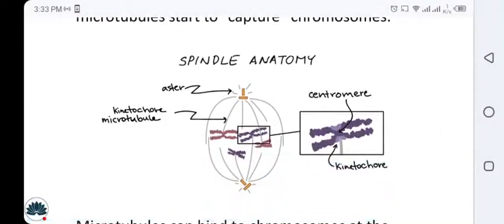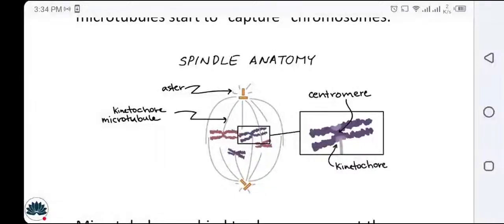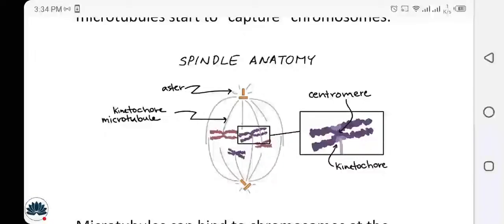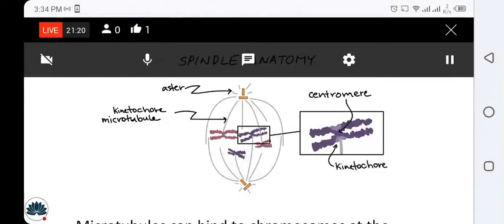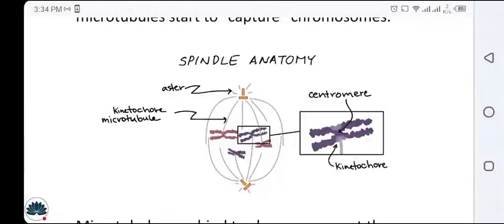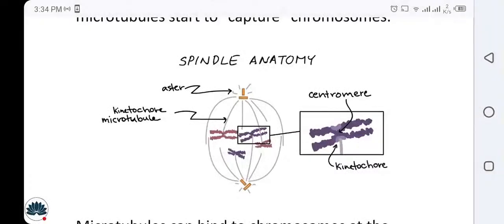This is the spindle anatomy, where you can see the centromere. The centromere, we'll be understanding in the chromosome structure, holds up the chromatids to form the chromosome. And this is the kinetochore, which is basically a part which joins the centromere to the spindle. And there's the kinetochore, and the microtubule.